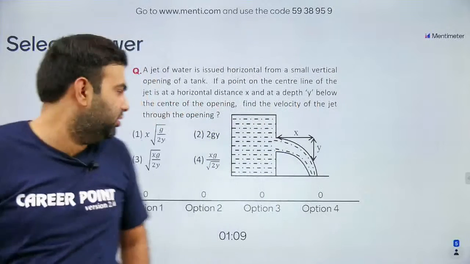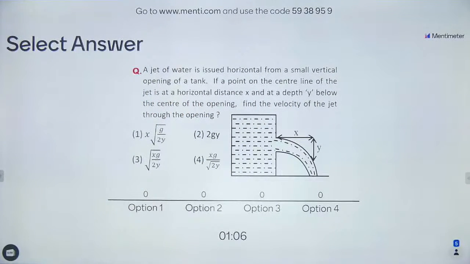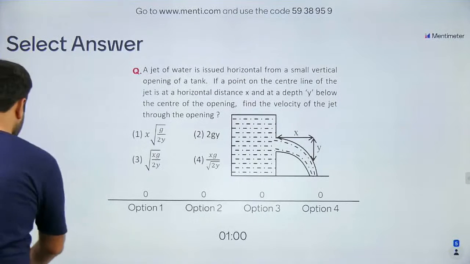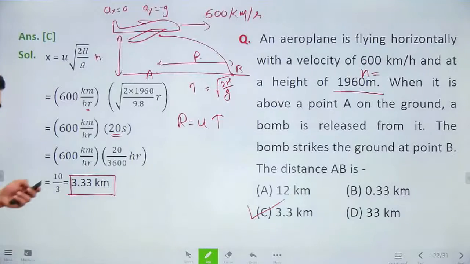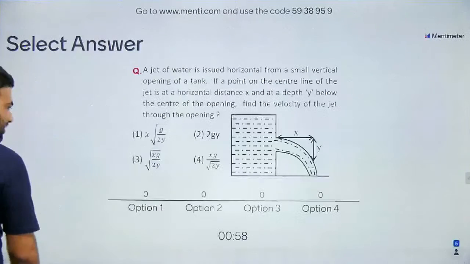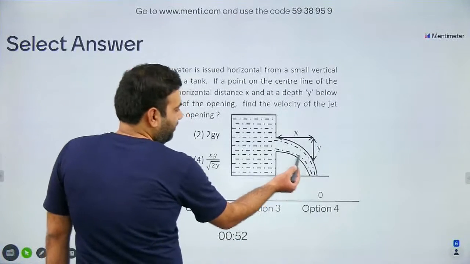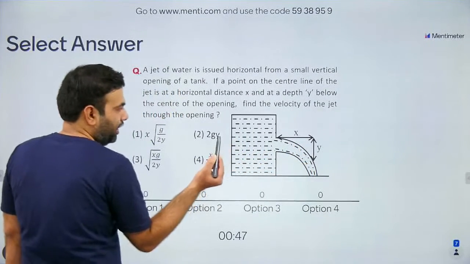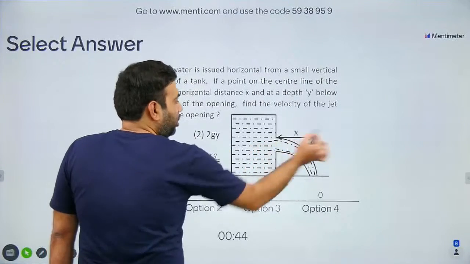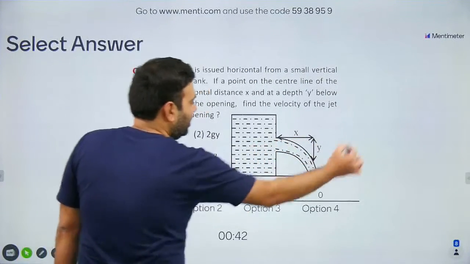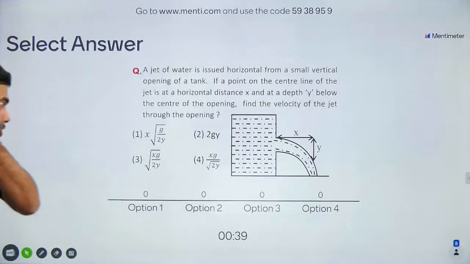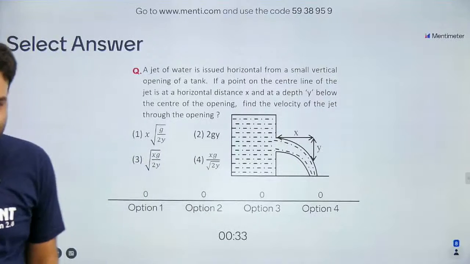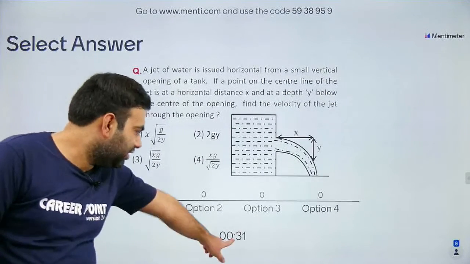This is again a very good question, and you have only 1 minute 5 seconds remaining. The question is saying that the jet is releasing, let me show you here, and there is a point which is at horizontal distance x from the point of projection and vertical distance y. This jet is releasing horizontally, so you have to calculate the horizontal velocity. This is a good question. The concept is simple, but it is a tricky question. Try to solve it. 30 seconds remaining.